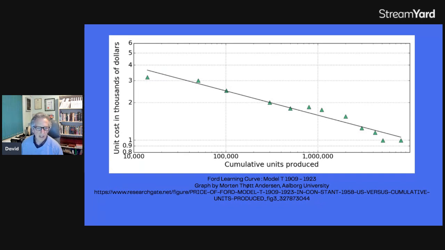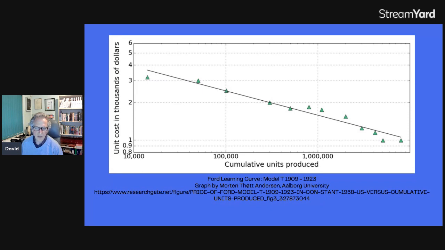Okay. As Henry built more cars, here you can see when he got to 100,000 cars, the price had come down from just over $3,000 per car to about $2,500 a car. Now, we then look when it's another 10x. So it's 100,000, so we got 200,000, 300,000, 400,000. So like at about 500,000, the price has come down again from 2,500 to 2,000. So from 10,000 to 100,000, we reduced the price by $500. And then from 100,000 to 500,000 by another $500. And then we get to a million where the price is another $200.